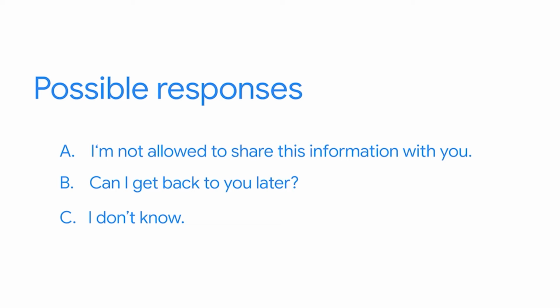Answer C, I don't know, dodges the question so you don't share any information, but this can reflect poorly on your job skills. I might wonder why you don't know since my question is related to a campaign you're working on. Answer B, can I get back to you later, is the most helpful response of the three choices. Promising to respond later gives you time to talk to the right person about adding me to the distribution list before you share information with me.